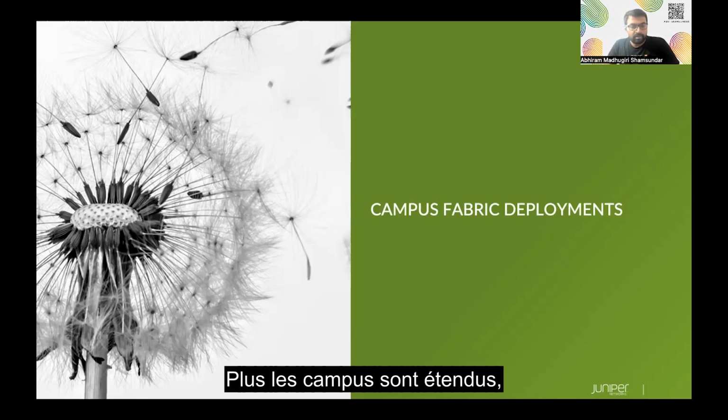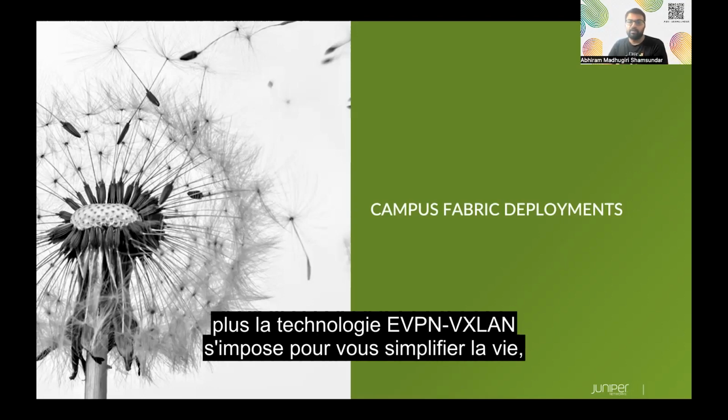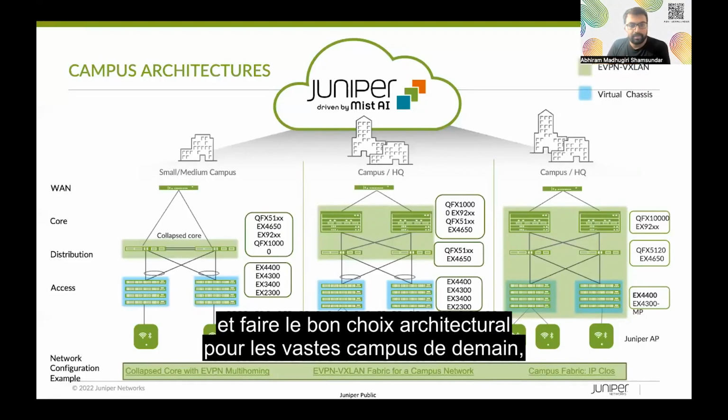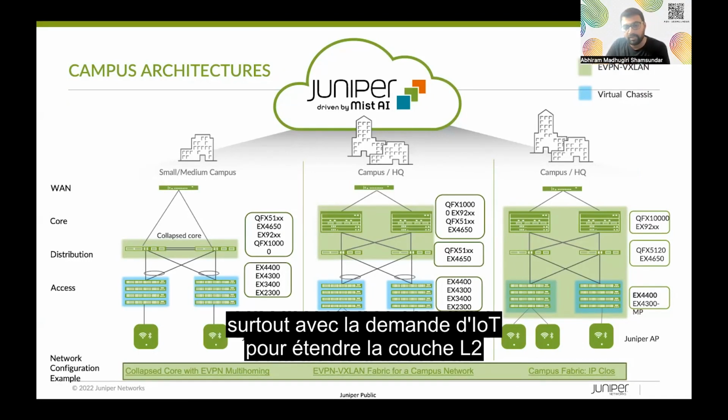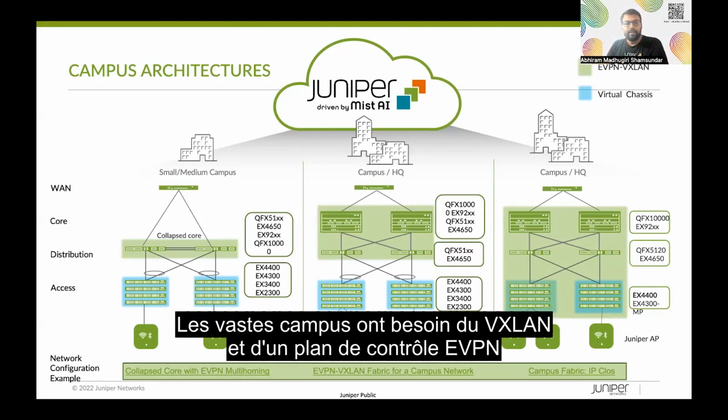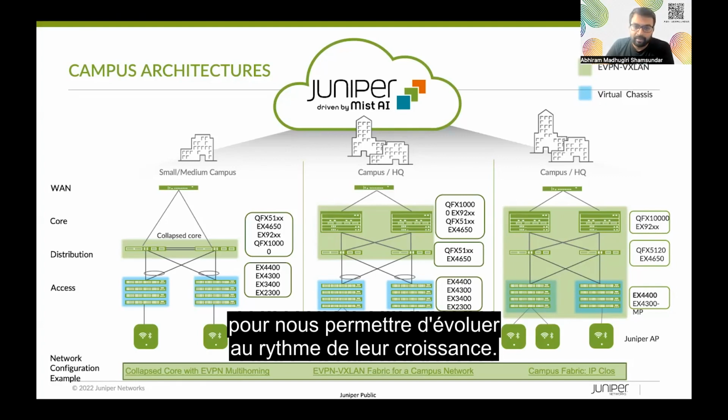Now, the larger the campuses, the more the advent of the technology of EVPN and VXLAN in order to make life simpler, in order to make the right architectural choice for large campuses going forward, especially given the IoT presence and requests for L2 to be stretched across multitudes of buildings. Now there is a need in large campuses for us to use VXLAN, and with a control plane of EVPN, we're able to achieve scaling to the tune of larger and larger campuses.